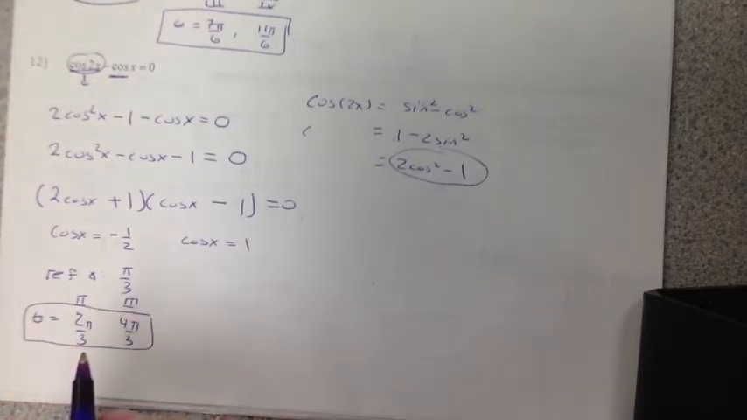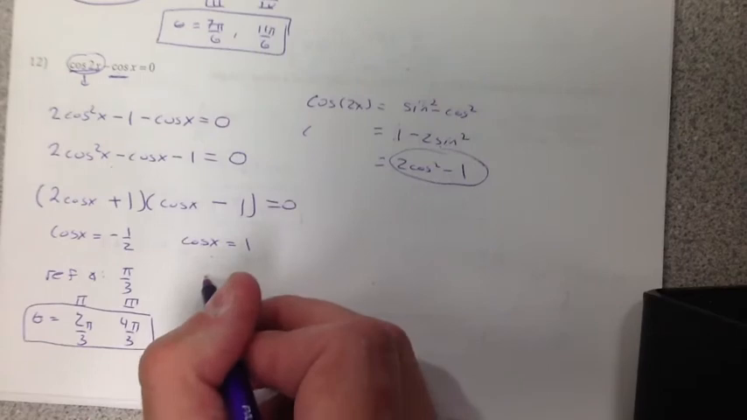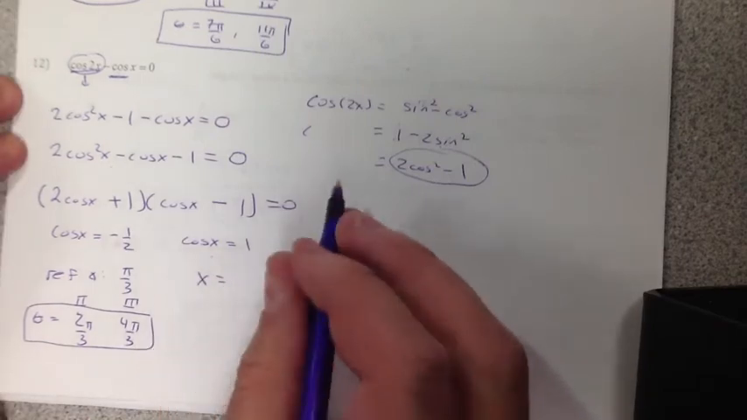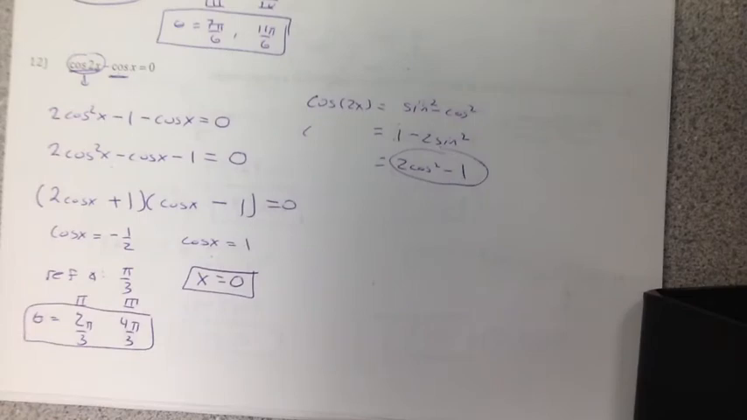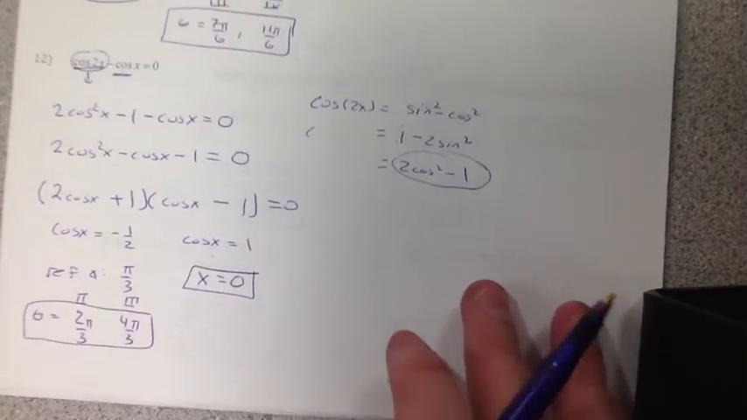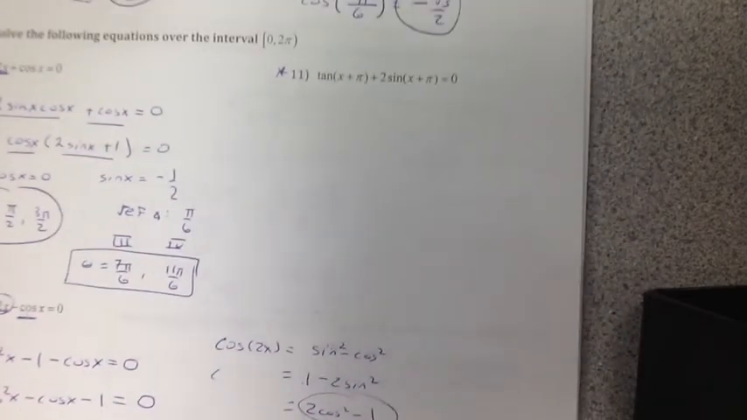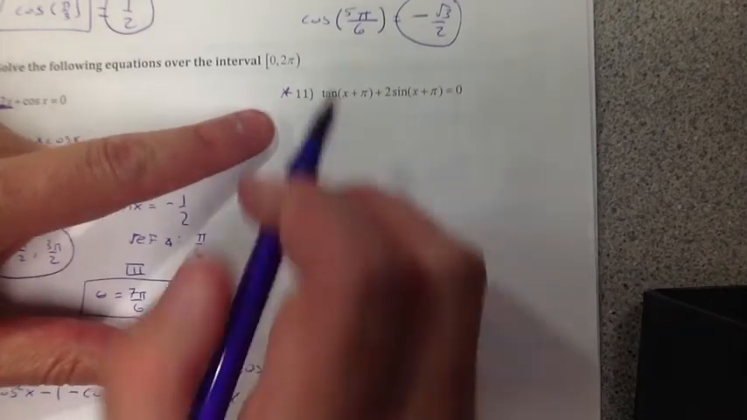And for our last one, for cosine equals 1, again, this is one we should just know. Cosine is equal to 1 at 0 radians. Like so. Very cool. All right, let's take a look at number 11 up here. Now, number 11 is going to be kind of tricky.